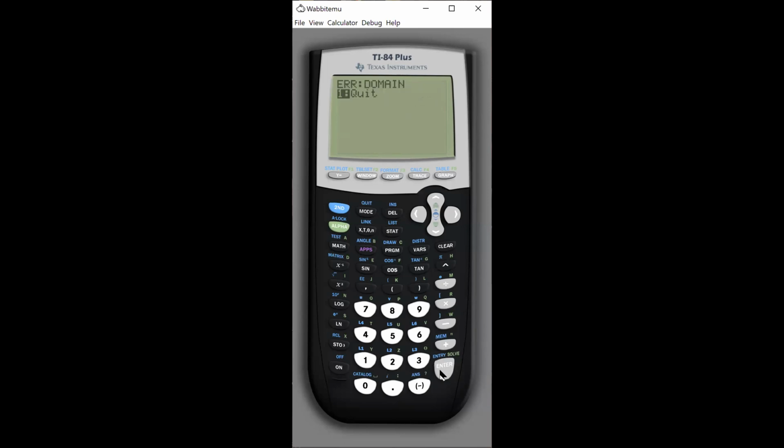How did you go to that again? So to go to that, you go to stats, and you go over where it says tests, and you go all the way down to where it says one prop Z interval.